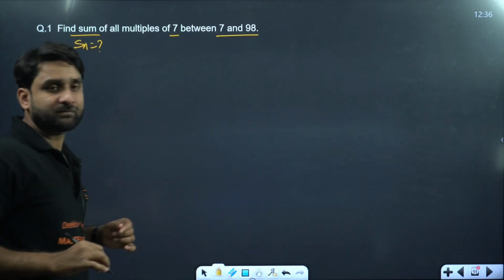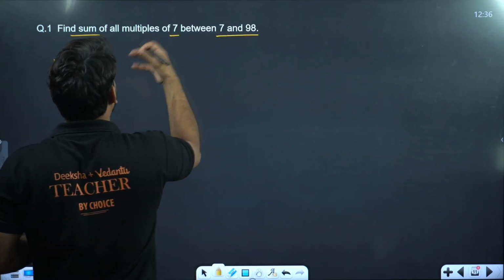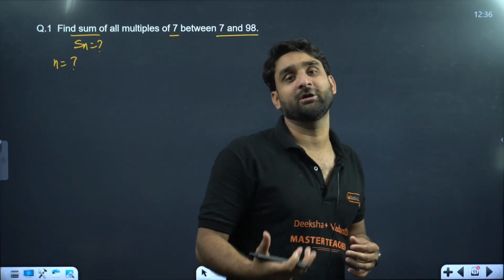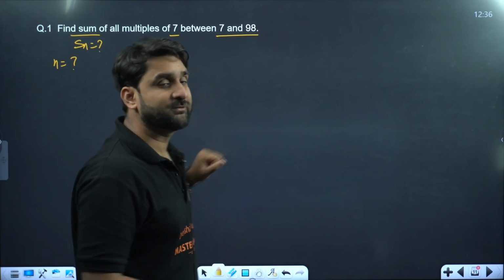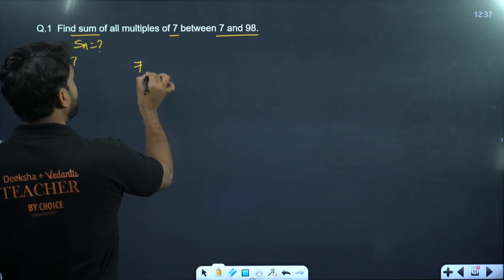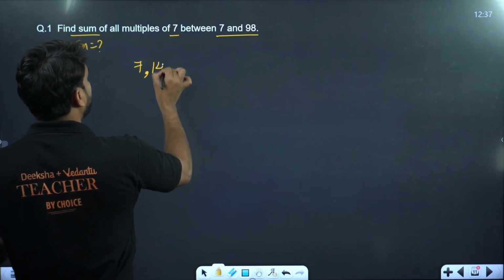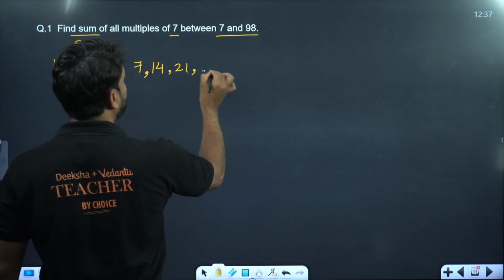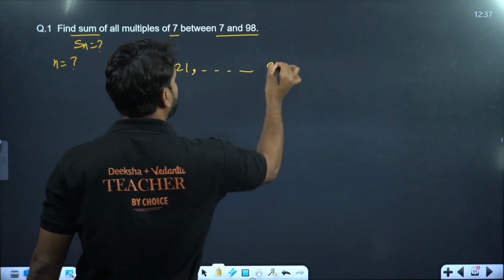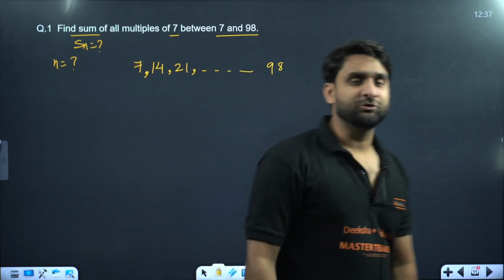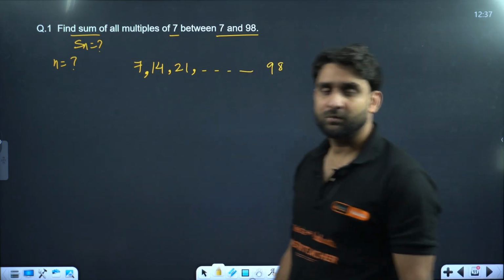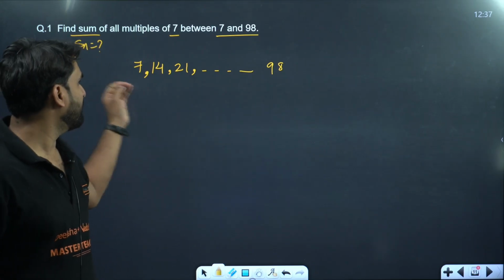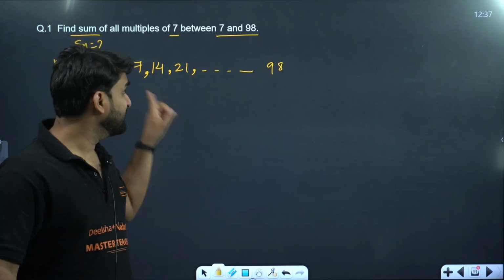Very good. So we have to add the sum of all multiples of 7. Multiples of 7 means the numbers which can be divided by 7 between these two numbers. So 7 will come, after 7 comes 14, after 14 comes 21, and so on, and 98 will also come, because 98 can be divided by 7, 14 times. I hope you are getting my point. So this is all 7, 14, 21, and can you see, this is an AP.